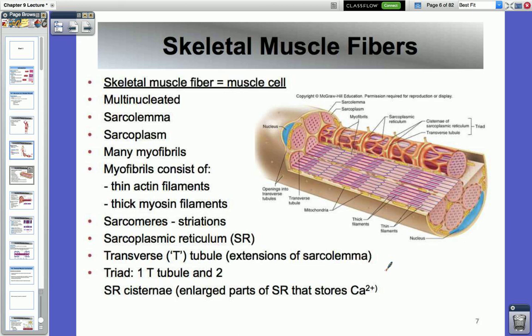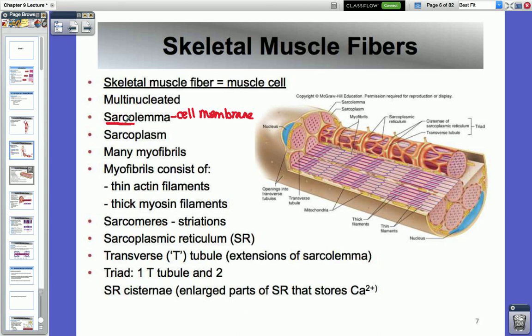And so one thing we know about skeletal muscle specifically is that it is multinucleated. That's something that is unique to muscle cells. It also has a structure called the sarcolemma. Sarcolemma is just like the cell membrane of any other cell, but because we're talking about a muscle cell, we have this sarco part. Sarco means flesh or muscle, and so that just means that we have the cell membrane of a muscle.